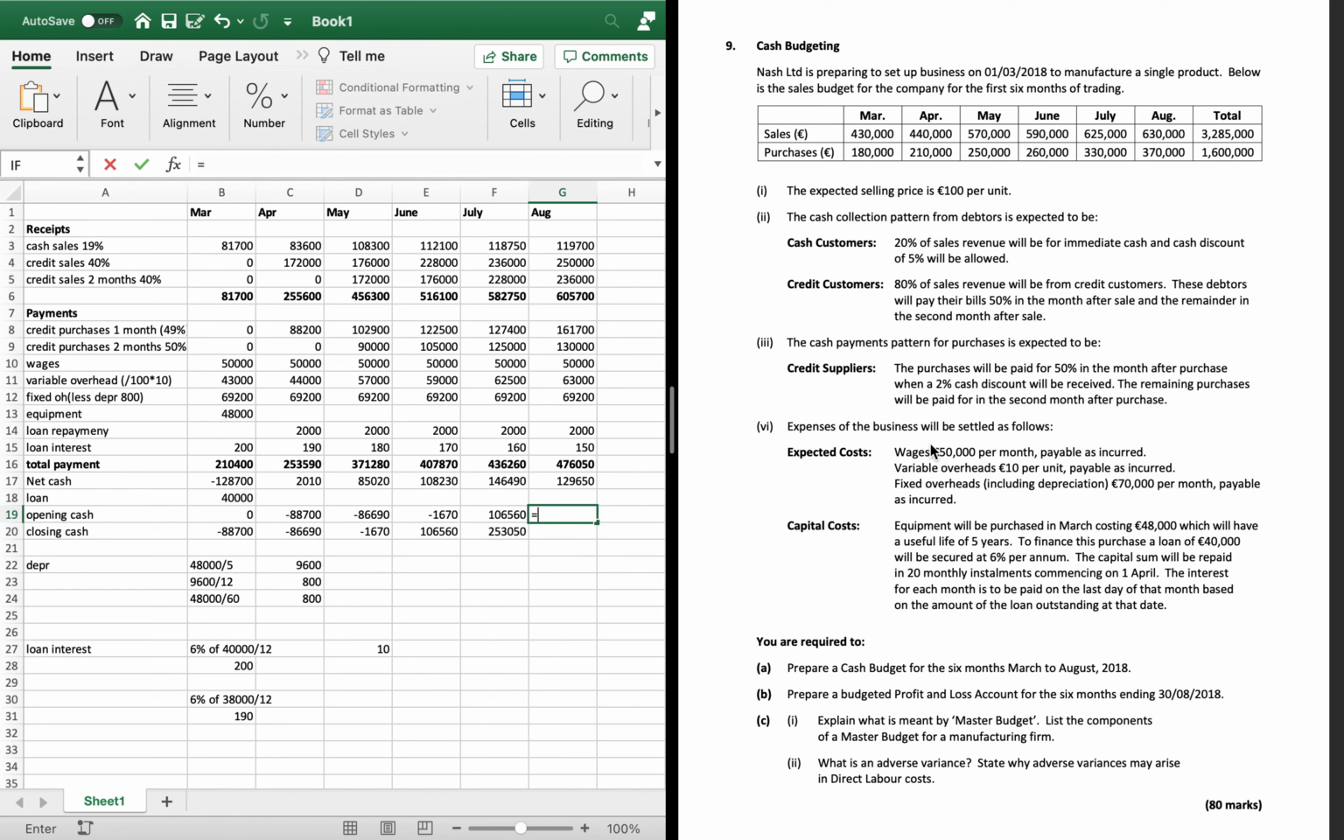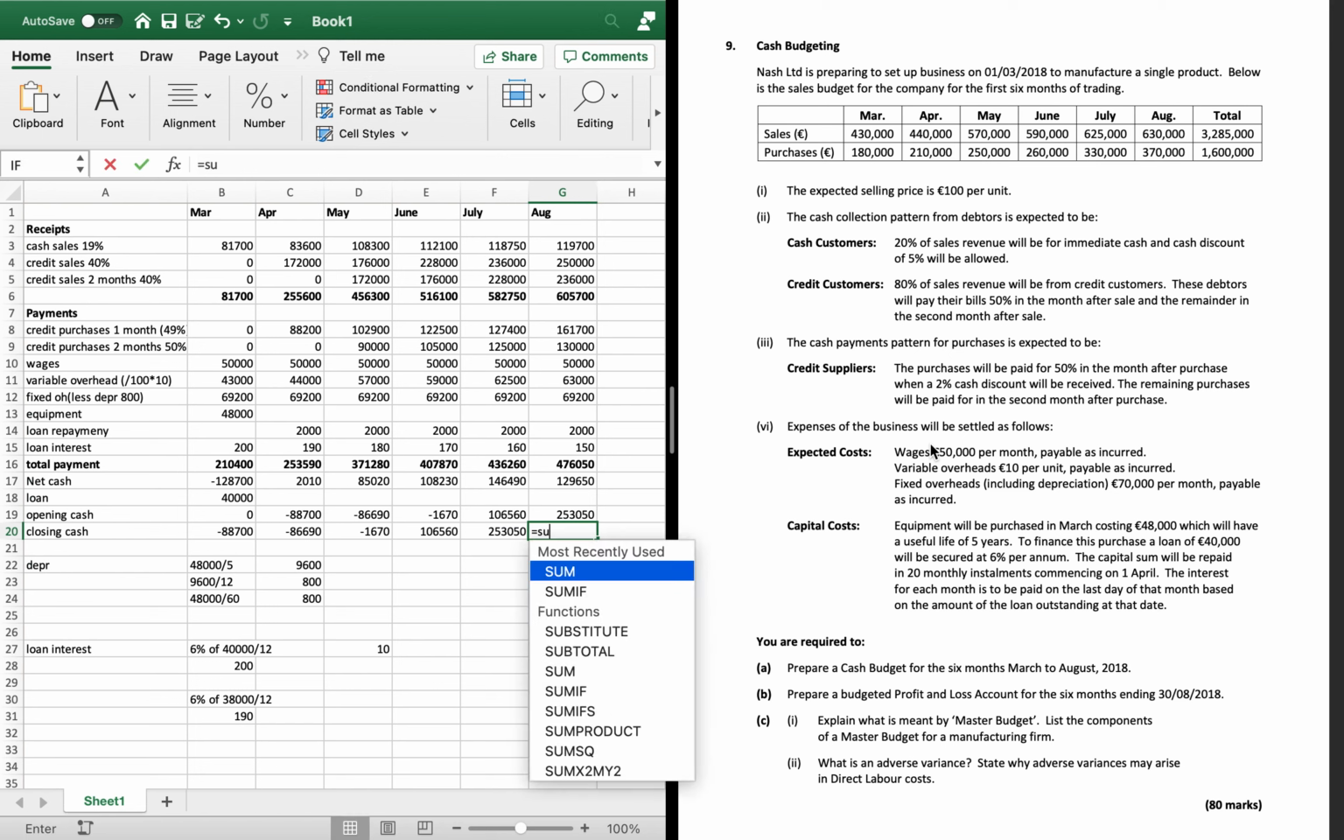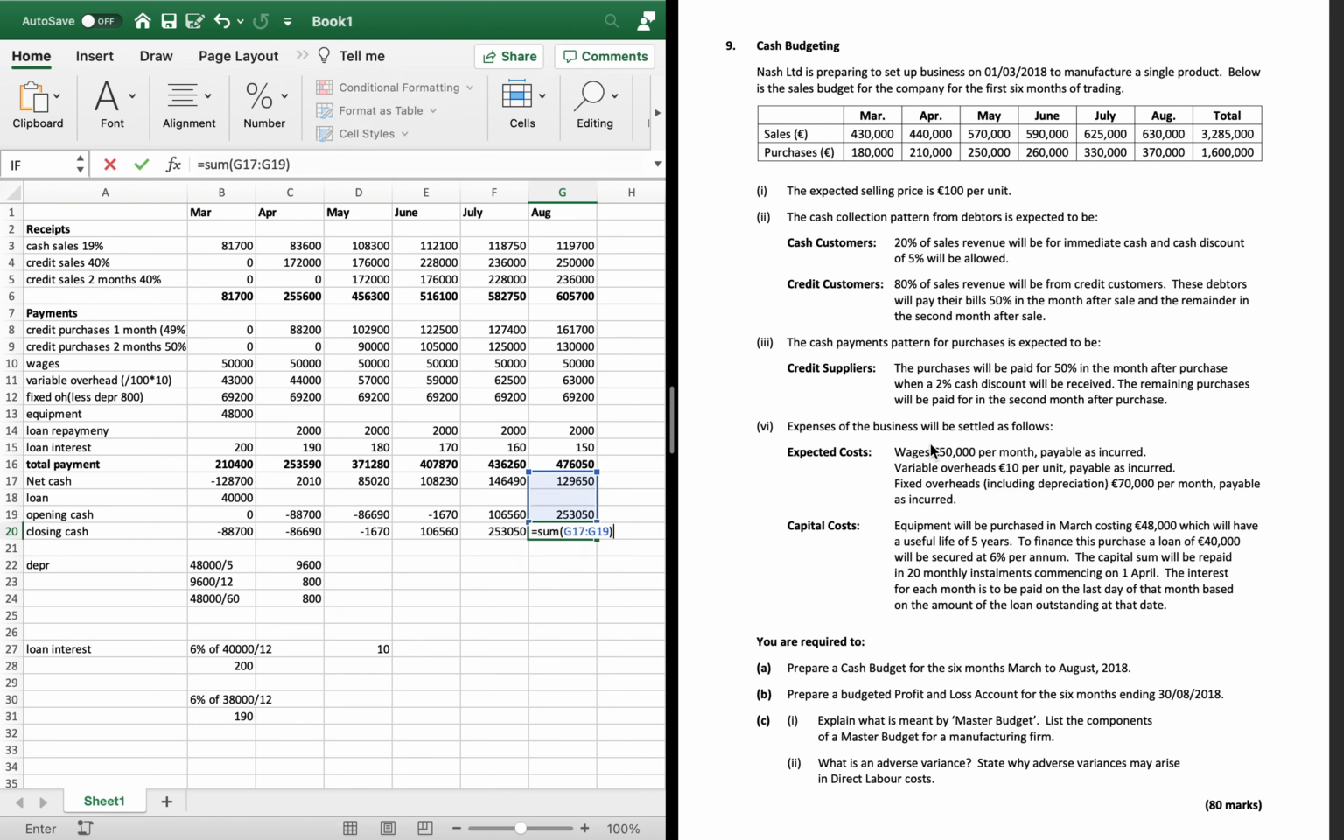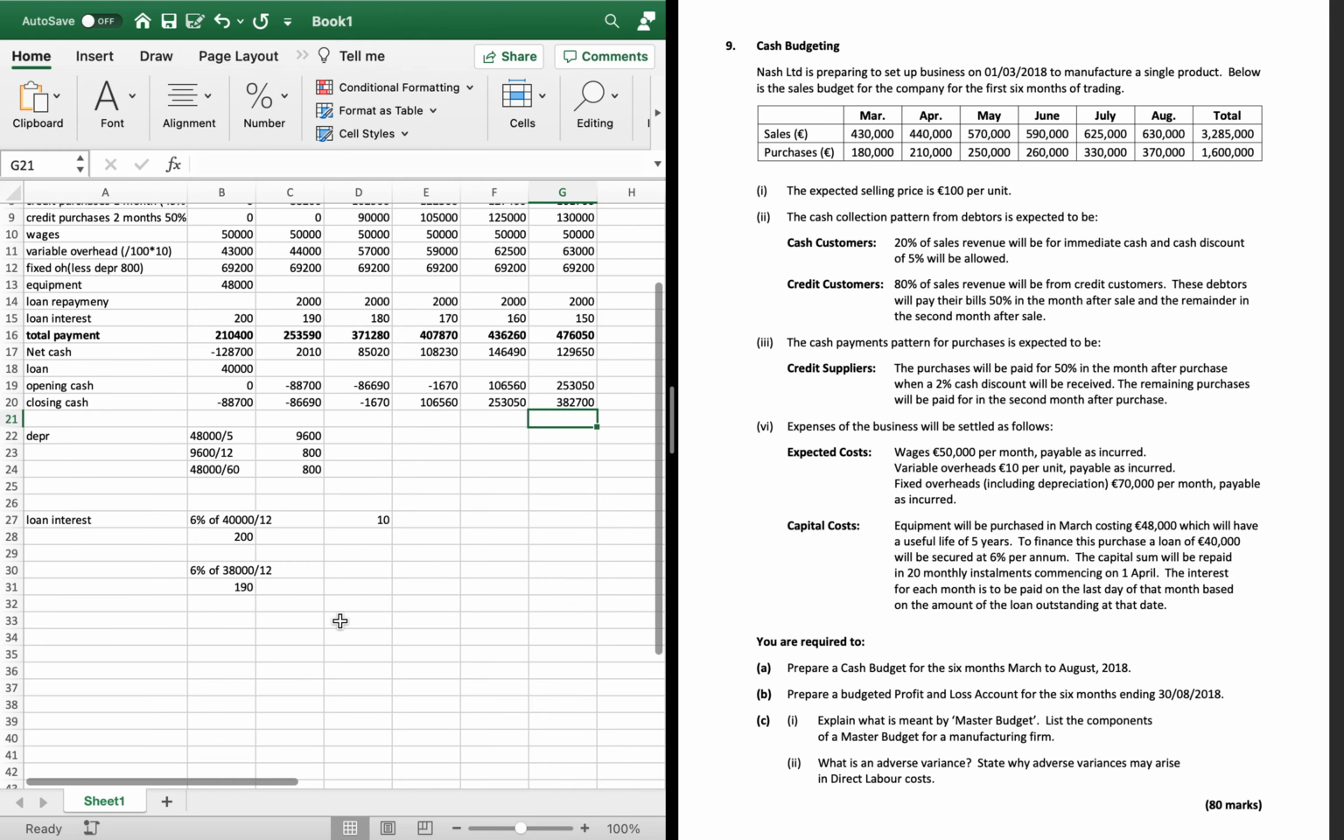253050. And 382,700. So that's our cash budget done. That's part A finished from March to August. So hopefully I'm right with that. I'll check the marking scheme at the end just to make sure.